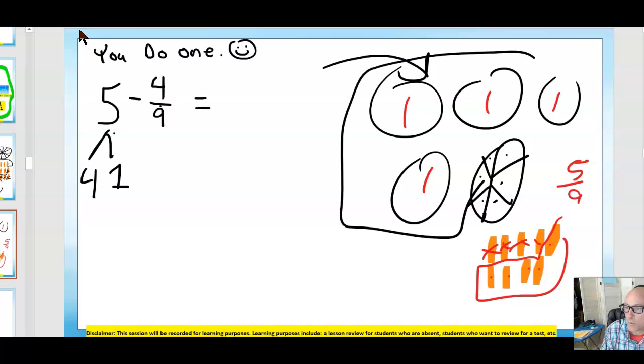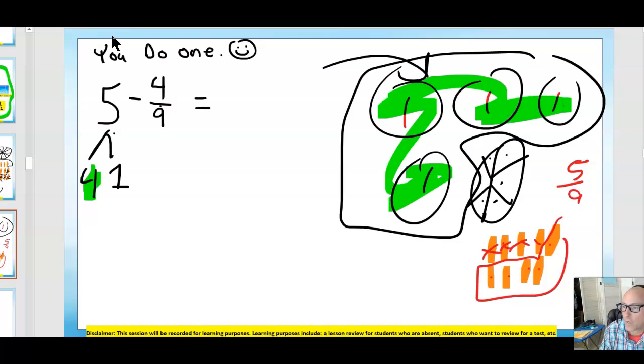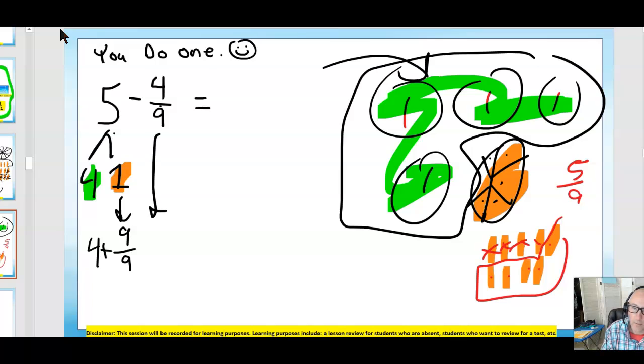We have 4 here, and I'll color code this green. And then we have 1, I'll color code that orange. But we took the 1, and what do we do with it? We divide it into ninths, 9 pieces of 9 pieces. So we have 4 plus the 9 ninths. Then we're going to subtract 4 of those pieces of pizza.